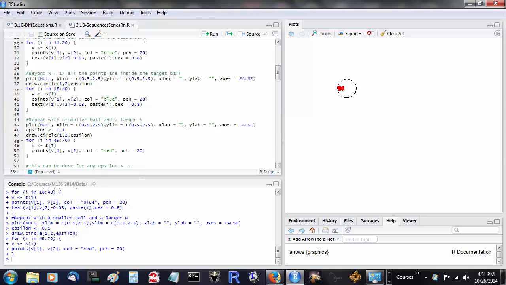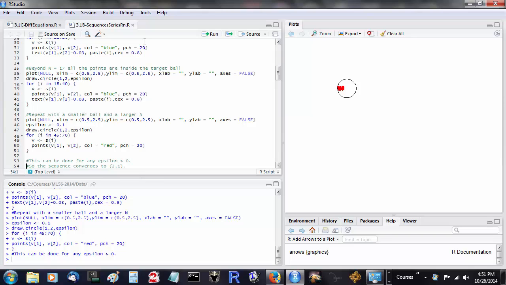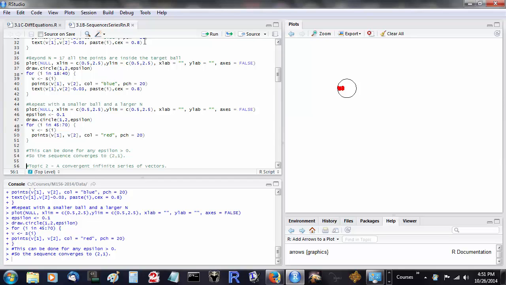In order to prove convergence of this sequence, of course, I'd have to do this for any positive epsilon, and what I would conclude is that the sequence converges to the center of the balls, the center of the circles, the point x equals 2, y equals 1.